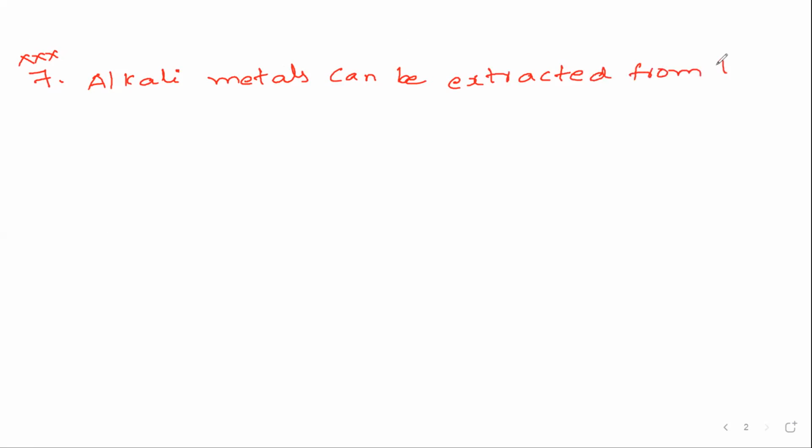Alkali metals, this question is important. Alkali metals can be extracted from their salts by: first option, reduction with carbon.